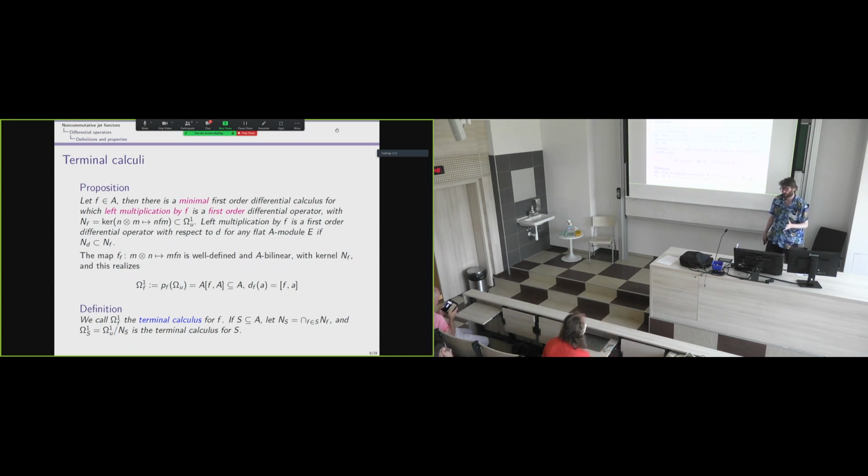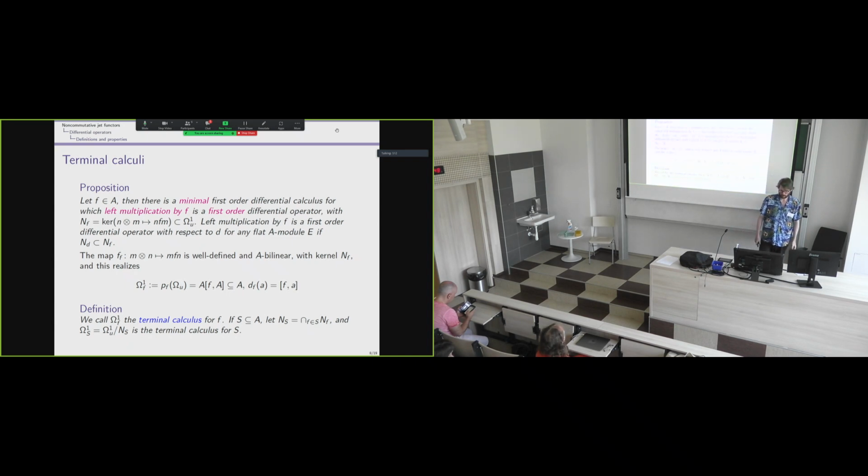And so you can construct, for a singleton, this so-called terminal calculus as A applied to the commutator in the classical sense of the element F and A, which is just some submodule of A, a left submodule of a bimodule. And now the differential is just the commutator between F and A. And so this coincides with the notion of inner calculus, which is quite popular in noncommutative geometry. However, we generalize this by taking sets of elements. Let's say S is some subset of A.